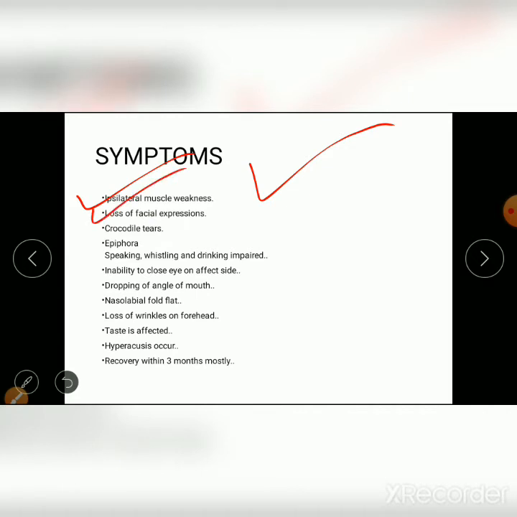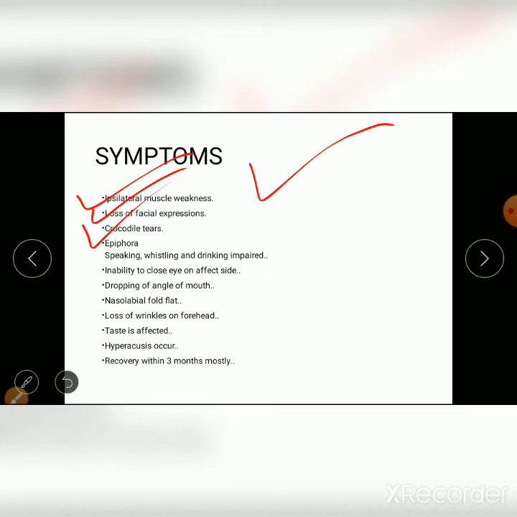the loss of facial expressions on the same side, and crocodile tears, that means the eyes are also affected, so continuous tearing is present in the patient's eye without any emotions. The tears continue, so that's why it is known as crocodile tears. The epiphora, that means continuous tearing onto the patient's cheek, is known as epiphora.